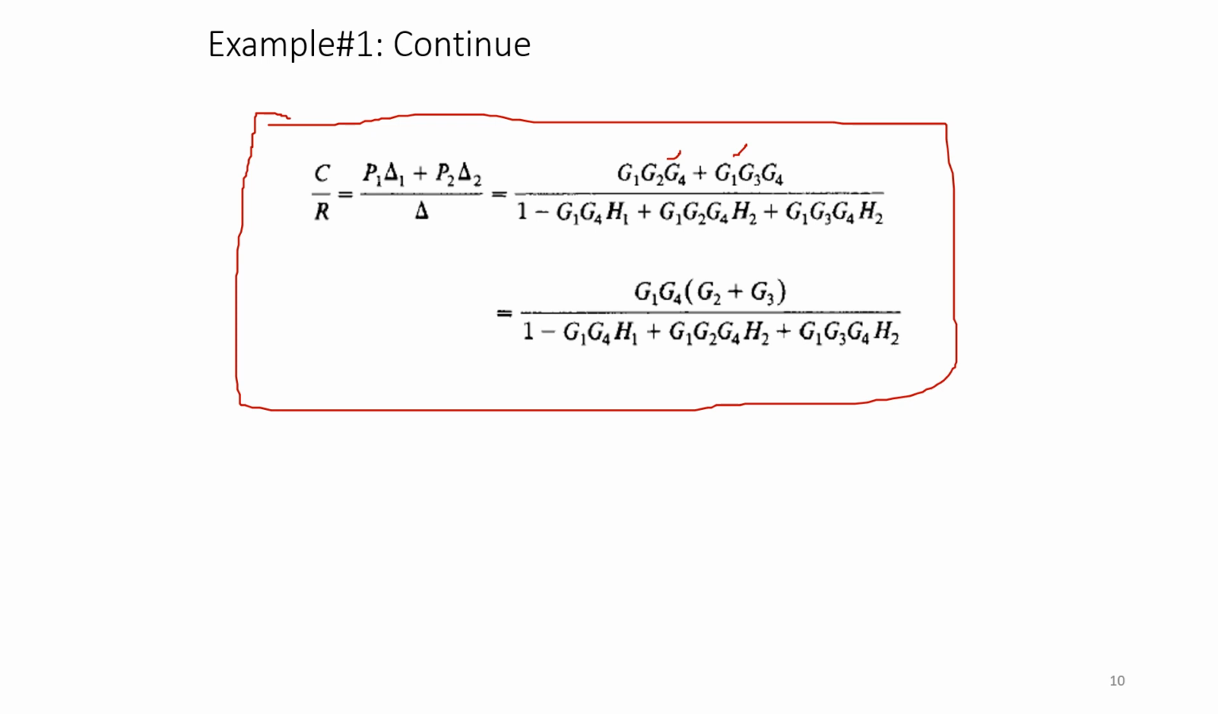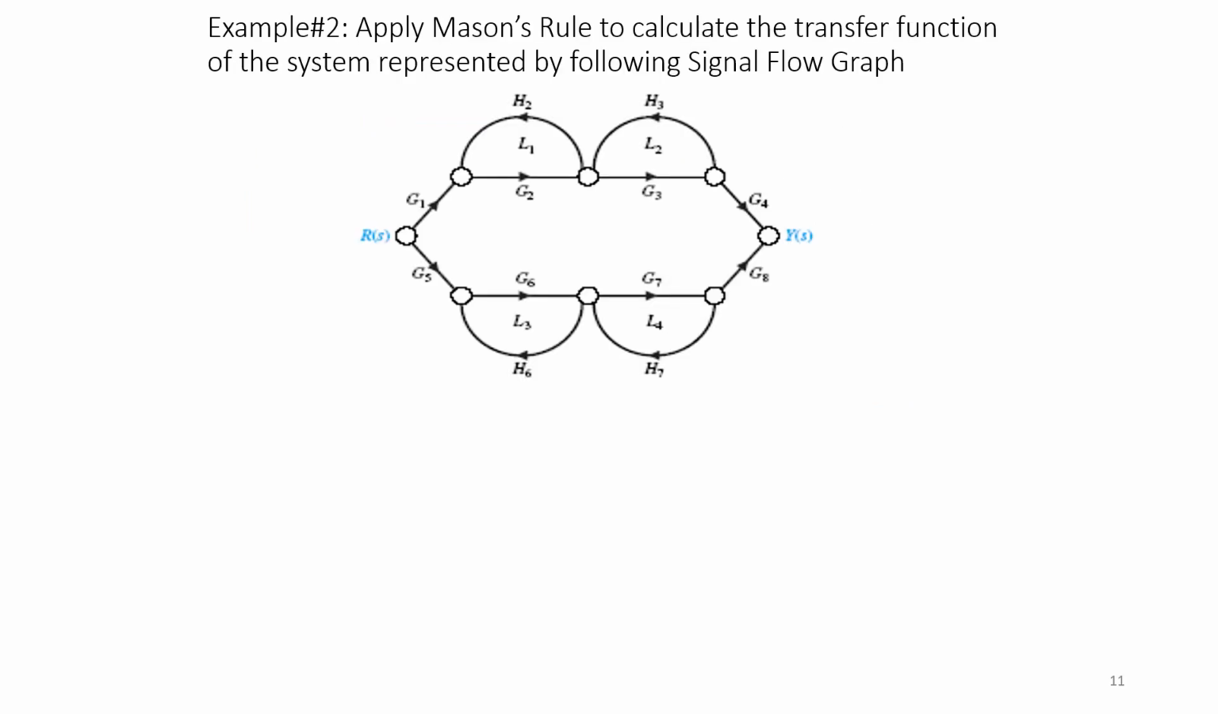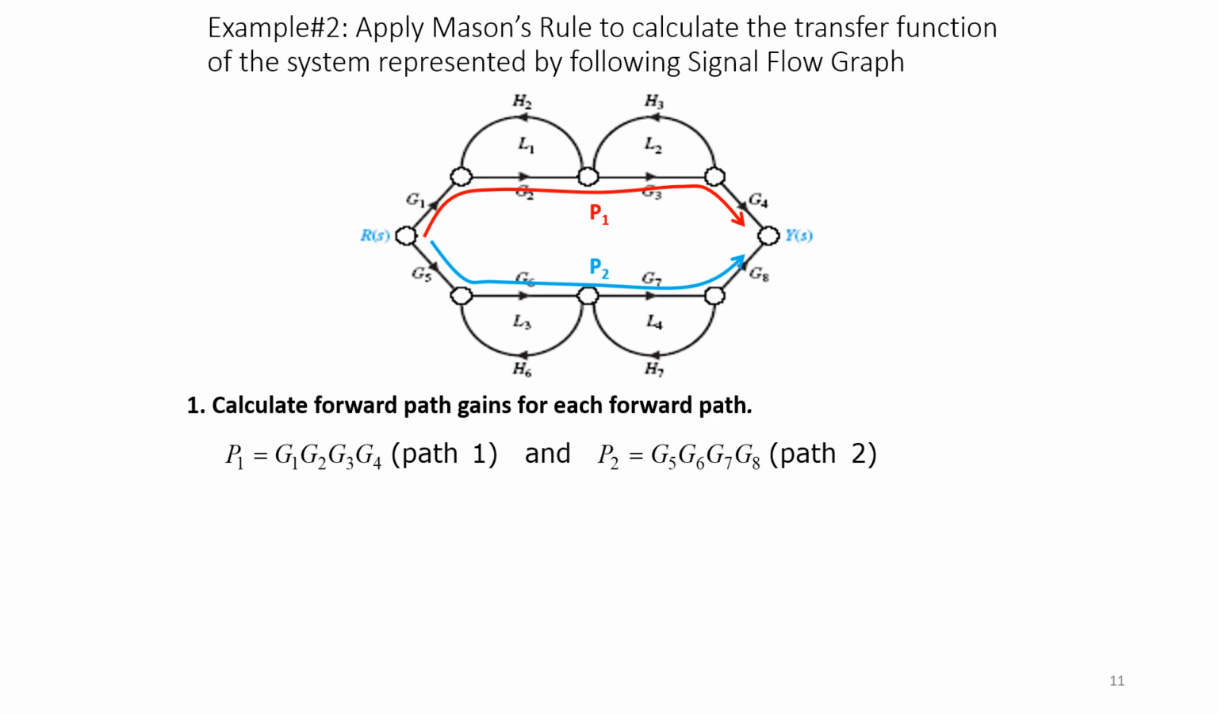So let's take a few more examples on this, then you will thoroughly understand. This is one of the important problems which is most often asked in the examination. Here let's see how many forward paths there are. This is my R, this is my Y. R is my input, Y is my output. We need to calculate the transfer function for this particular problem using the signal flow graph representation and Mason's gain formula. One path is highlighted in red color.